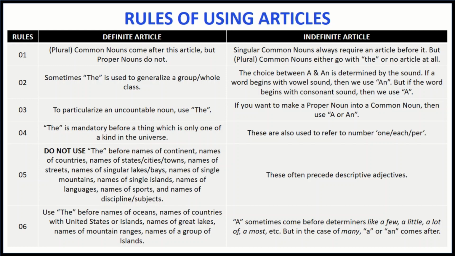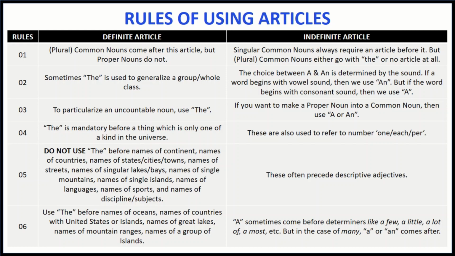However, for indefinite articles, singular common nouns always require an article before them. But plural common nouns mostly don't need articles. Plural common nouns don't need articles, but singular common nouns, yes, they require indefinite articles.